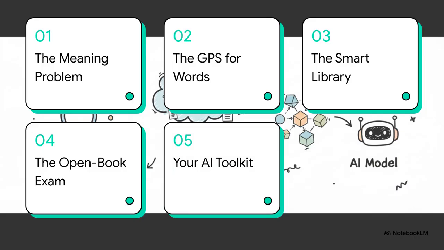So, here's our game plan. We're going to start with the big problem: why computers and language don't always get along. Then we'll look at the solution, this amazing GPS for words called Embeddings and this smart library you need to store them. After that, we'll see how it all comes together in an open book exam for AI, and to wrap up, we'll even check out the toolkit you would need to start building this yourself.